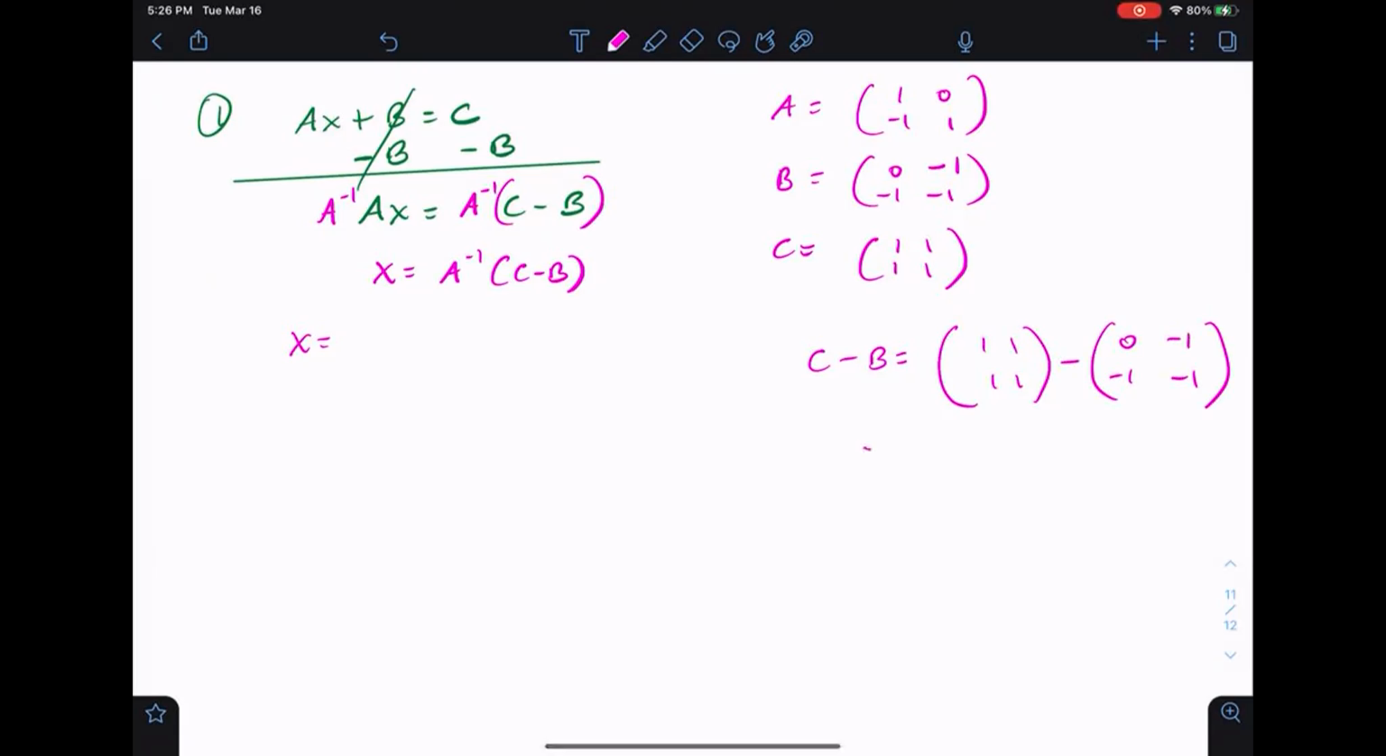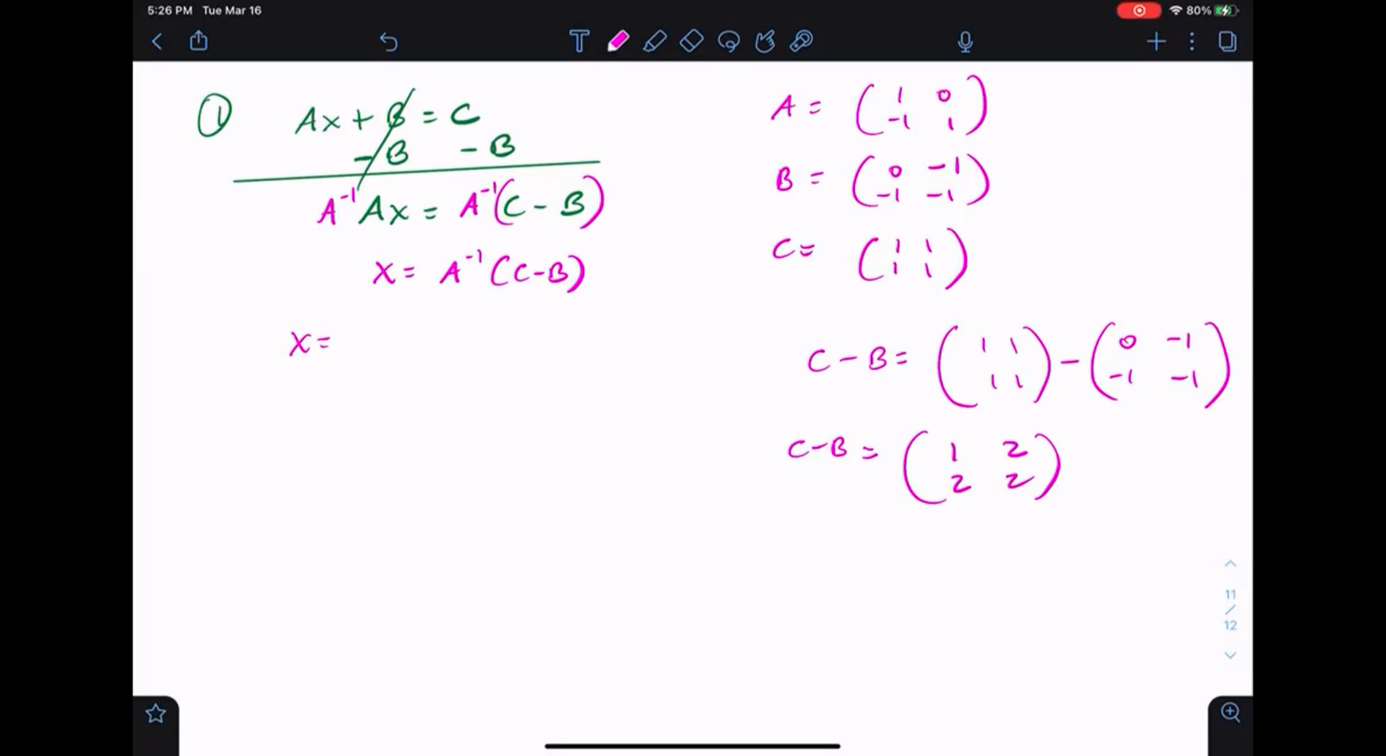So c minus b equals 1, 2, 2, and what is this last one equal to? 2. Yeah. So this is 1, 2, 2, and 2, right? So that's what you get when you're doing this computation.